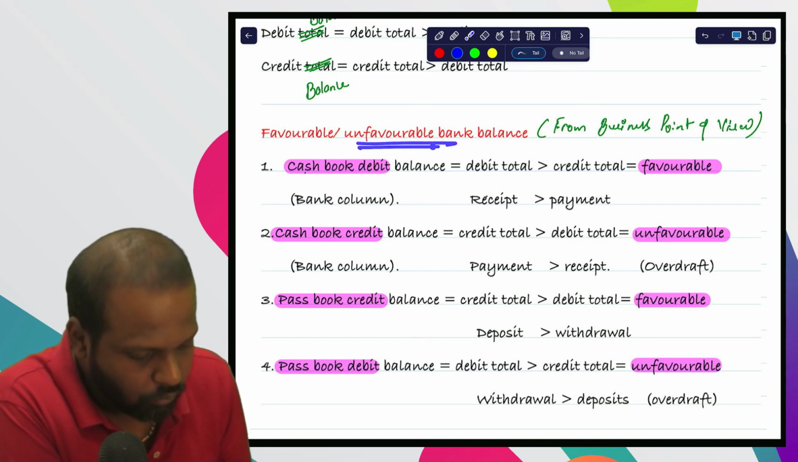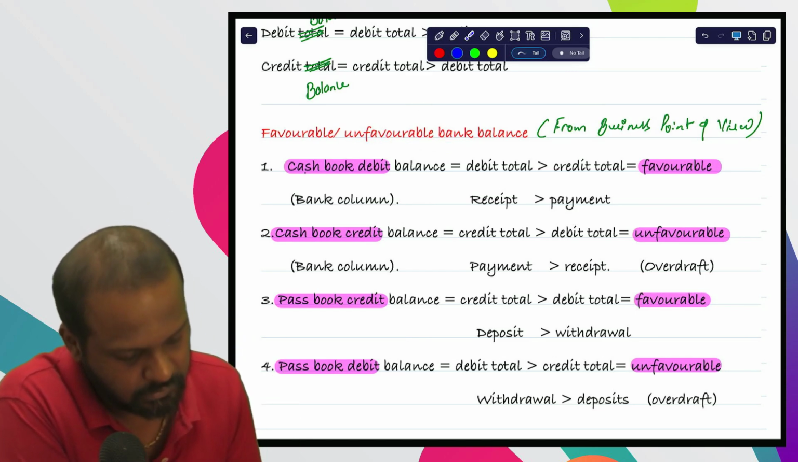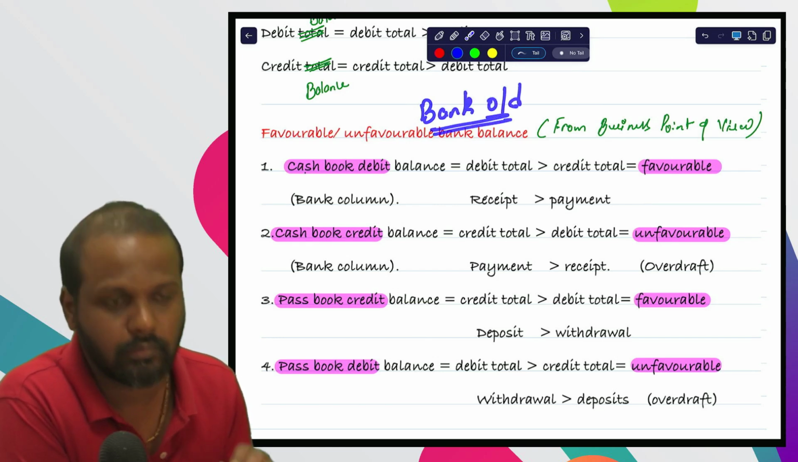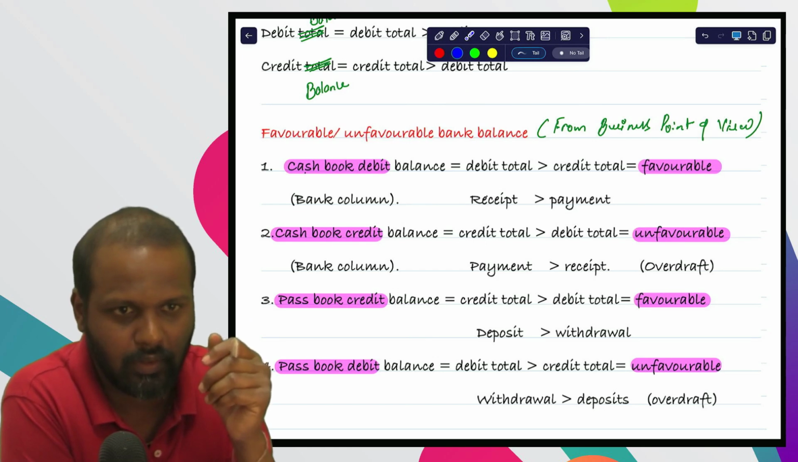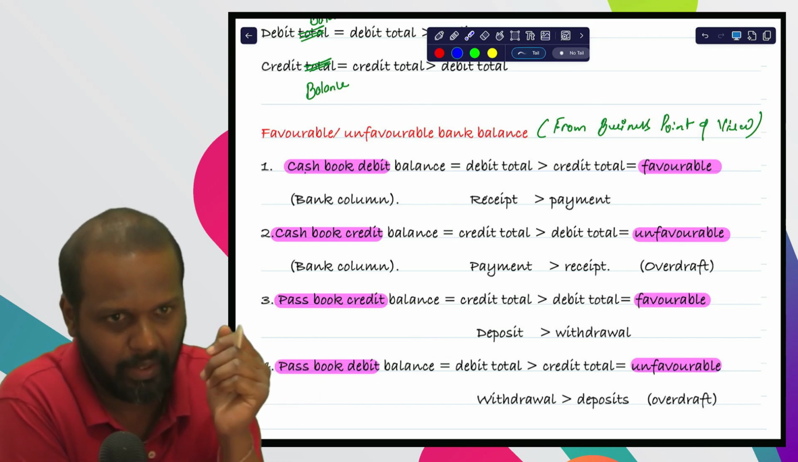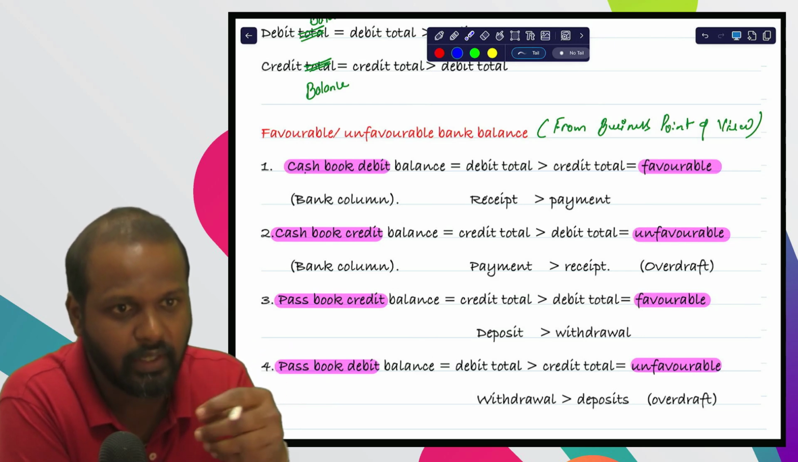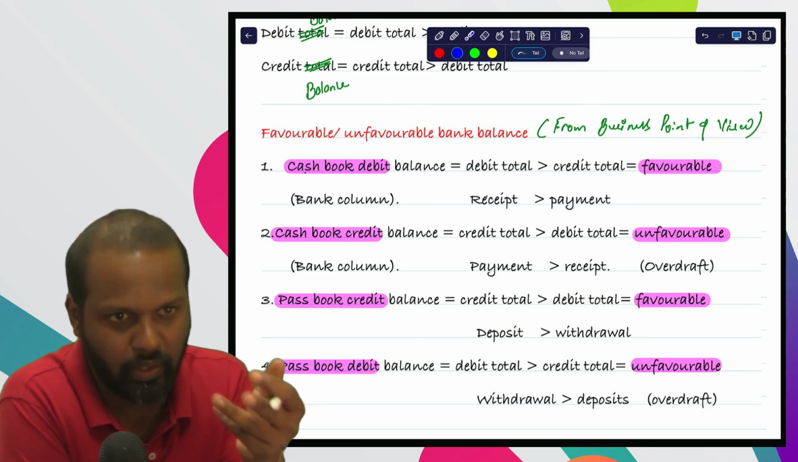Now understand what unfavorable bank balance means. Unfavorable bank balance means it's a bank overdraft. It's like a loan which I've taken from the bank and which I need to repay. The money which I need to pay to the bank is called unfavorable bank balance. It's a bank overdraft.